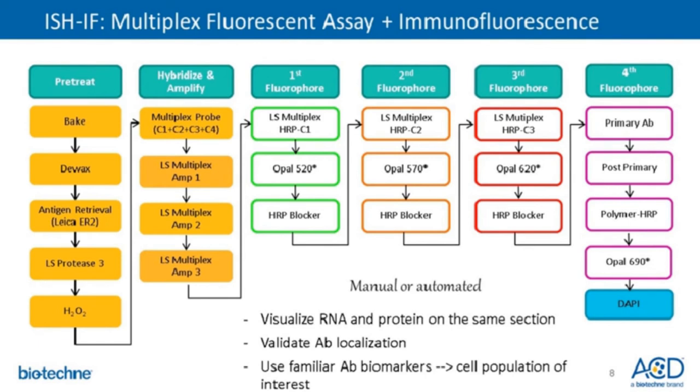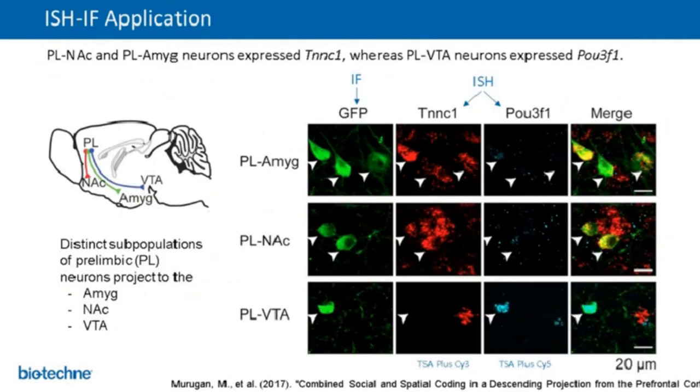For example, in channel 4, instead of detecting an RNA, we incubate the slide with a primary antibody for your target of interest and then proceed as you would for regular IF. So how does the result look?